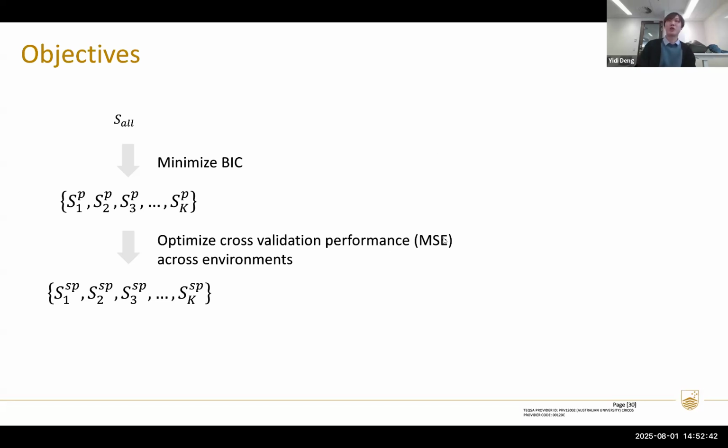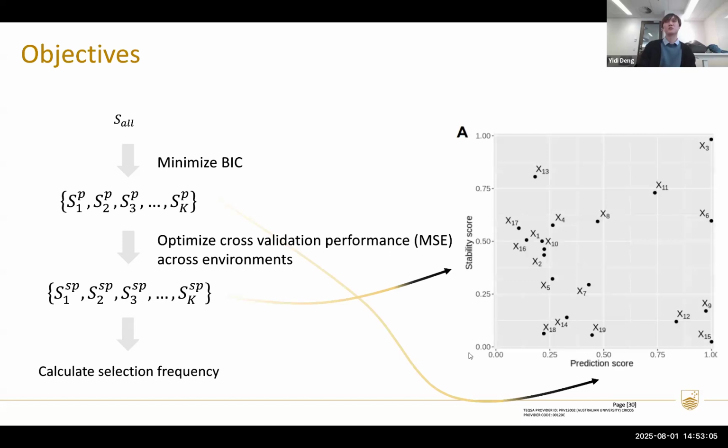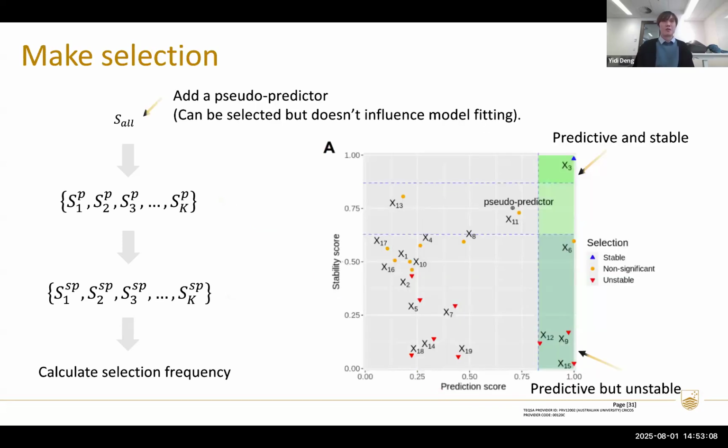The good thing about mean square error is that if there's no environment effect, it guarantees that the stable set will be equal to the predictive set, because you will just include as many predictors as possible. That's why I choose mean square error. Then we calculate the selection frequency in each of the ensembles, and we get this prediction score. Easy. Finally, we want to classify which selections are important, which are interesting, given this predictive score.